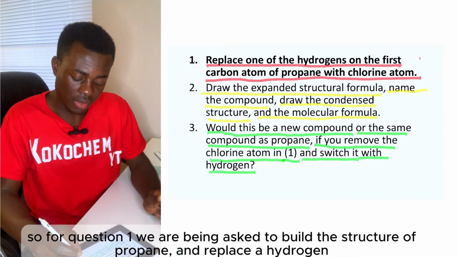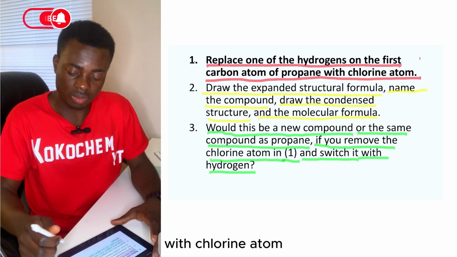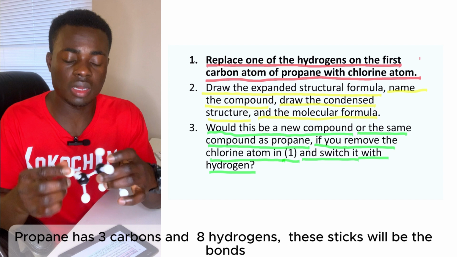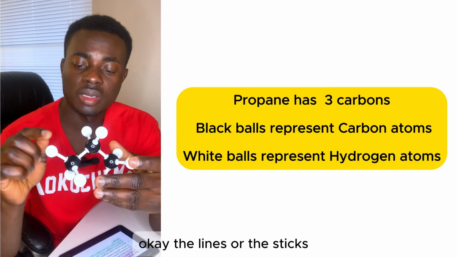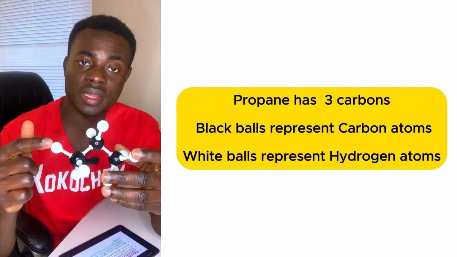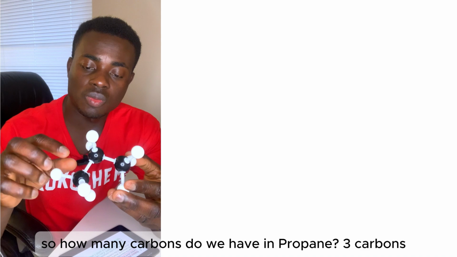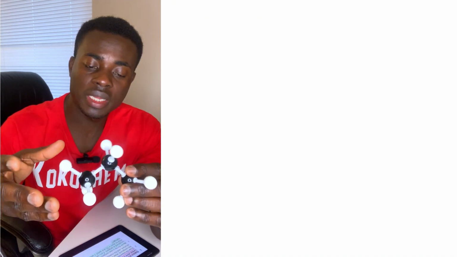We place one of the hydrogens on the first carbon of propane with a chlorine atom. Get your modeling kit. Propane has 3 carbons. Carbon is the black one, hydrogen is the white one. So the carbons we see are 1, 2, 3, and the hydrogens we see are 8.